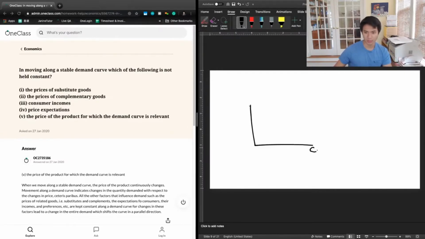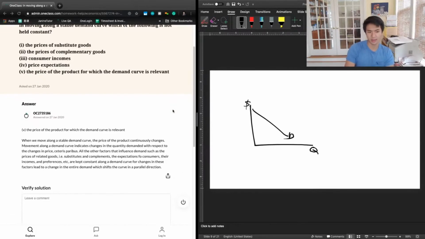and quantity demanded, right? We have quantity here, price here. This is our demand curve. The movement along the demand curve is inherently going to change the price of the product for which this demand curve is relevant. And so this being held constant makes no sense because it's counterproductive to the idea of what a demand curve represents. And so 5 is going to be the right answer choice here. The price of the product for which the demand curve is relevant will not be held constant.